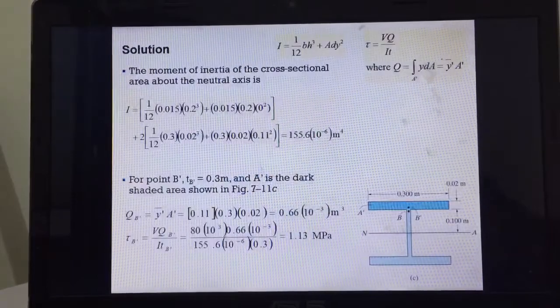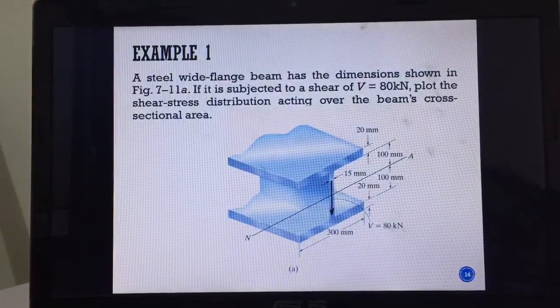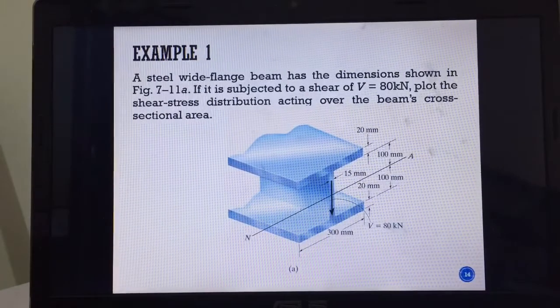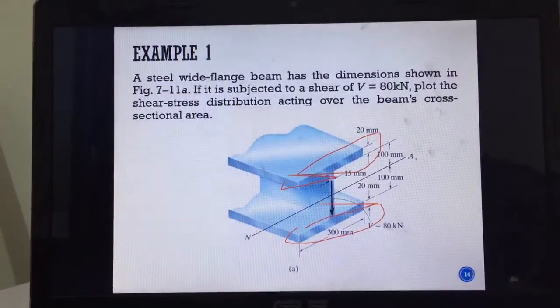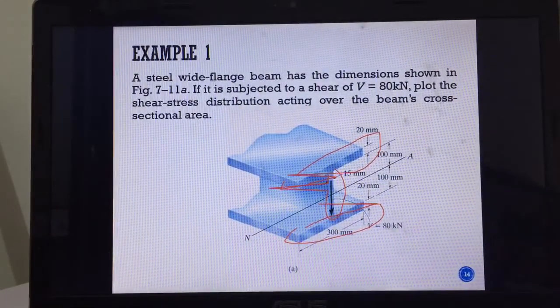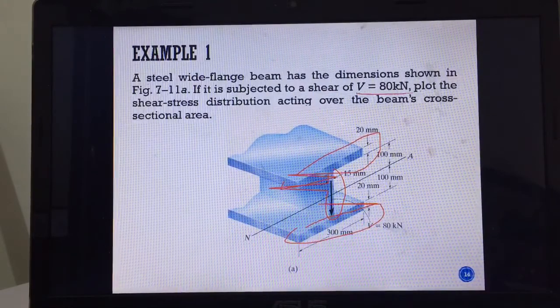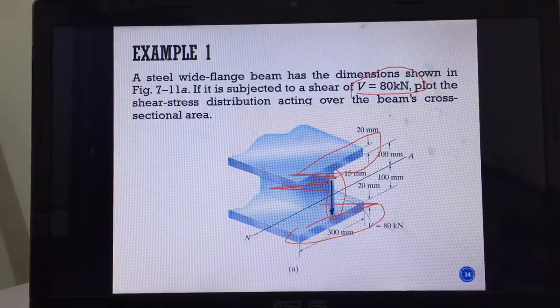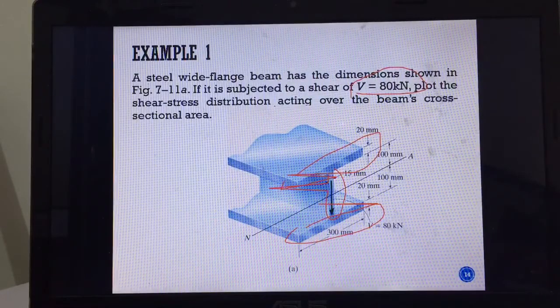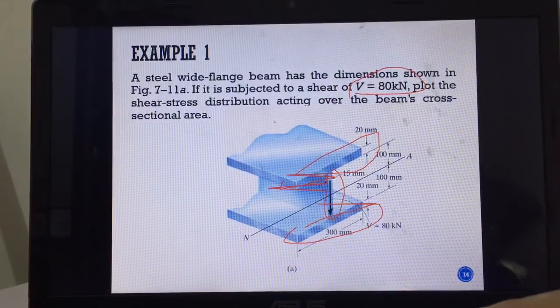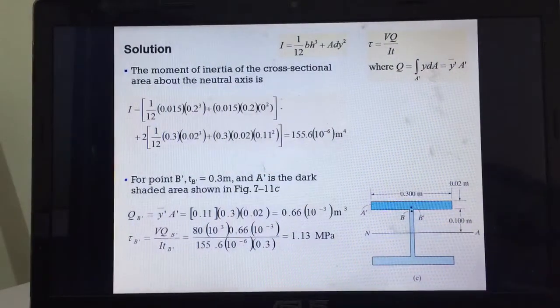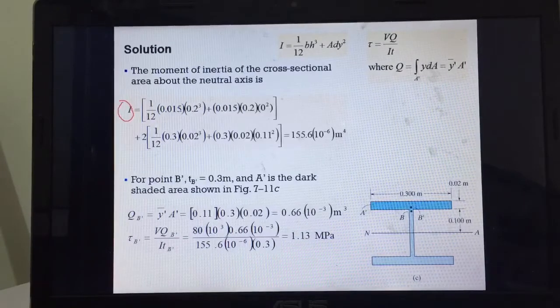We have this example 1. I'm not going to go into the details of example 1, I just discuss it very quickly. This is a wide flange beam, with top flange, bottom flange, and the web in between, right? It is subjected to an 80 kilonewton shear force. The question asks to plot the shear stress distribution across the cross-sectional area. First thing first, find the neutral axis, the same as the one in chapter 6. Look at that again.